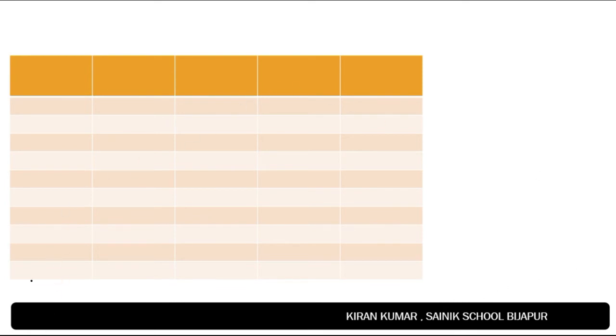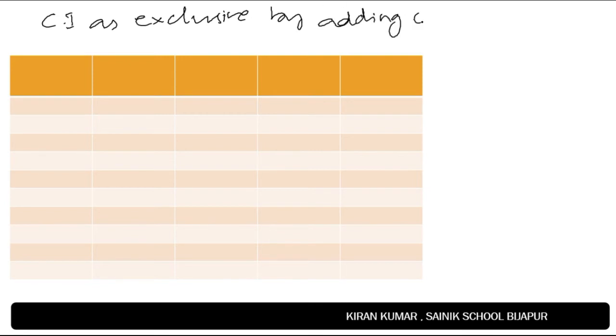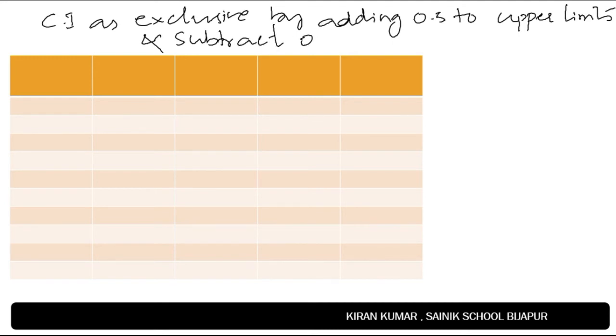Let us mention that we'll make that class interval exclusive by adding 0.5 to all the upper limits and subtract 0.5 from lower limits.